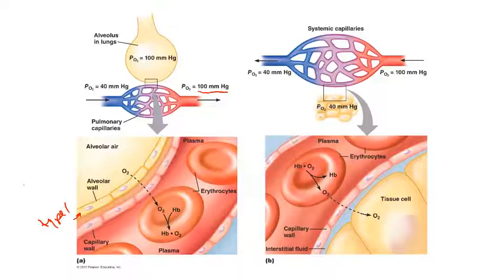Then we go out to the systemic tissues, and we see the opposite, where we're coming in at 100, right? And what happens is, because the tissue cell is over here at 40 as its concentration, and if this is 100, we again have that 100 versus 40 diffusion gradient. Blood flows into the tissue cell, or oxygen flows into the tissue cell, blood leaves going at 40. So we have great concentration gradients as the driving force for oxygen movement.